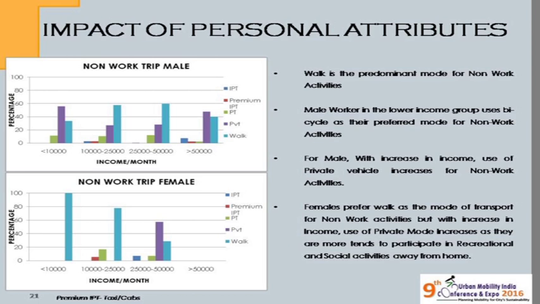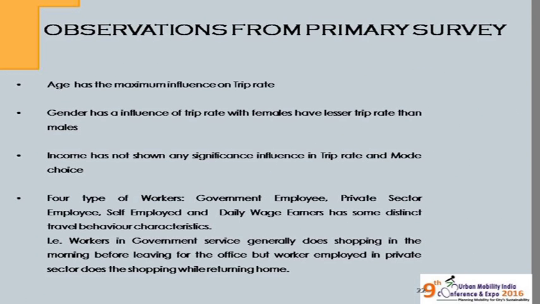So from observation, we found out that age has the maximum influence on the trip rate, gender also has influence, and income does not show that much influence on the total trip rate. But another thing we found is that generally 4 types of workers are there: government worker, private sector worker, self-employed, and labor. Everyone has a significantly different kind of trip-making behavior.